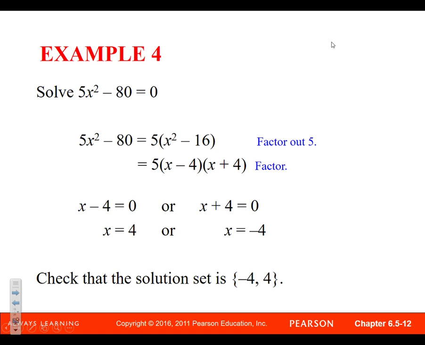Alright, same idea here, guys. If you factor out a 5, you're going to get 5 times x squared minus 16. Notice that that's the difference of squares. So that's going to factor into x minus 4 and x plus 4, which means that the answers are 4 and negative 4. 4 from here, negative 4 from here. What about this 5? Irrelevant. It's not a variable, which means it's nothing. 5 equals 0 is not a true statement, so we ignore that. Don't worry about that 5. That 5 is nothing.